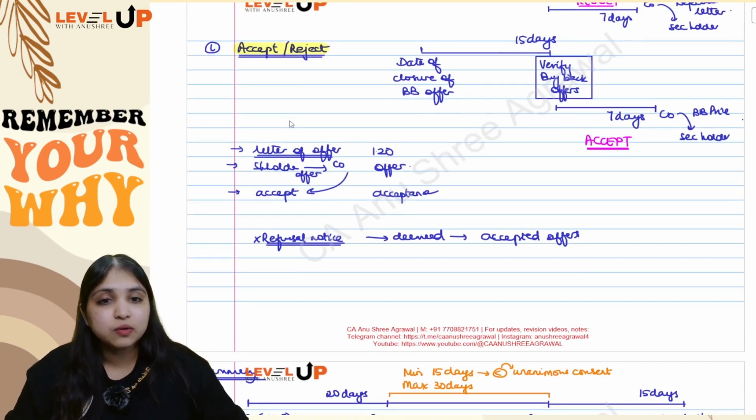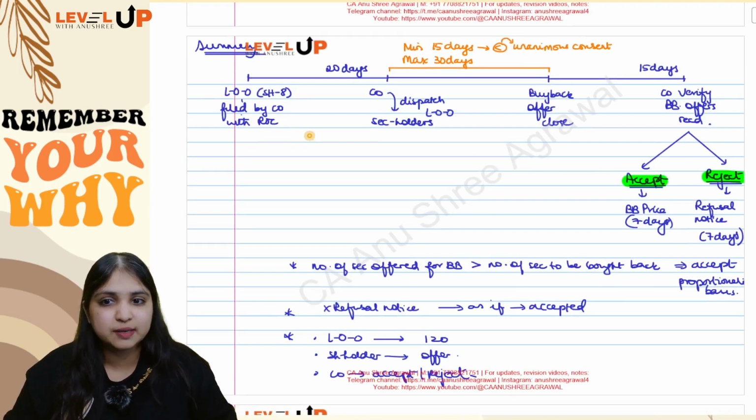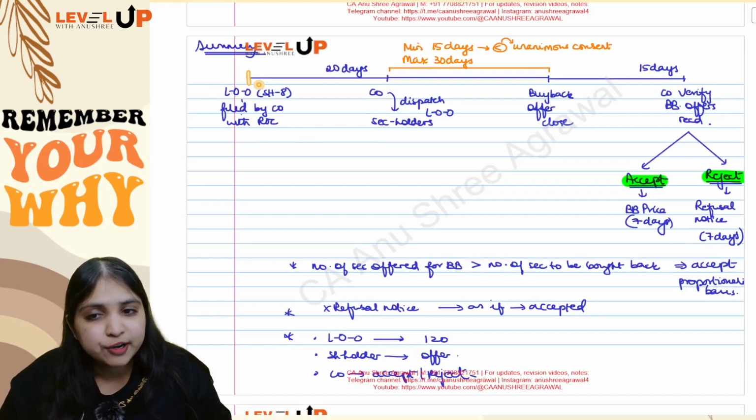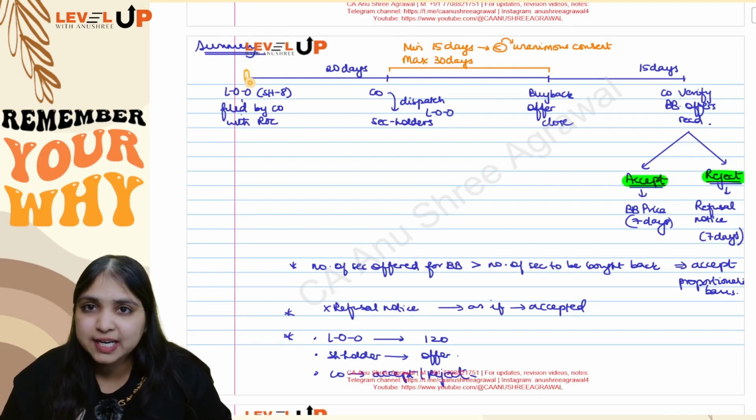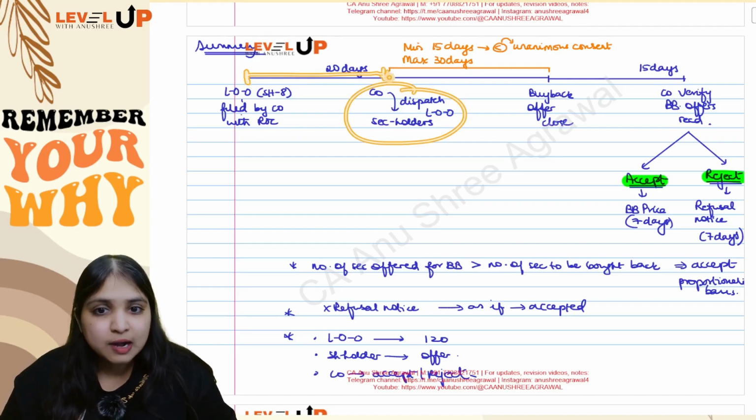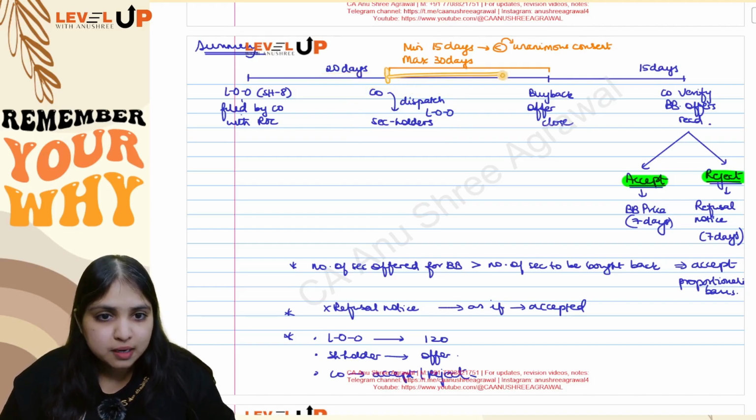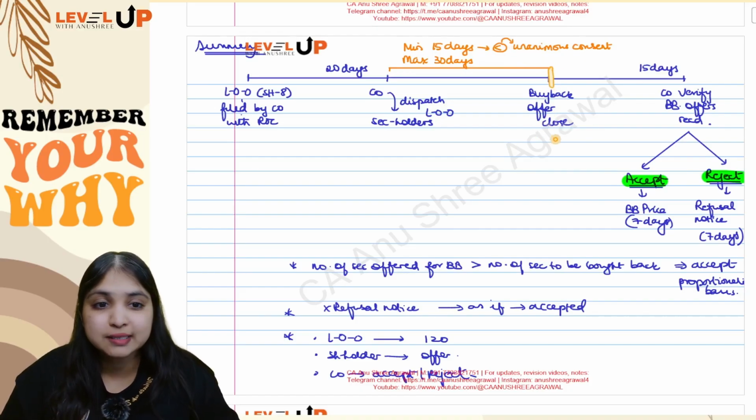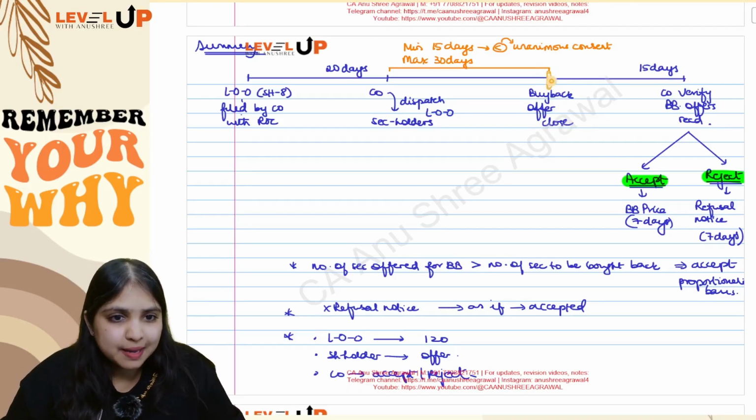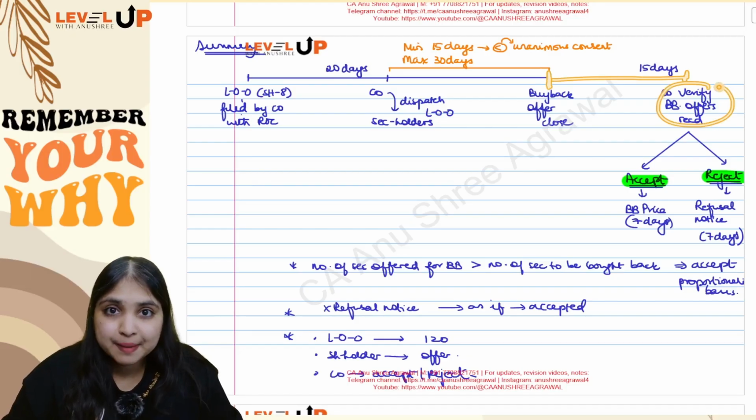Then look at this next part, guys. Once the letter of offer is filed with the ROC, within 20 days the company will dispatch it to the security holders. That is the day when the buyback offer will open, and it will stay open for a certain period. So till here you understood. Now once the buyback period closes, listen carefully, this is where the next point is. Once a buyback offer closes, within the next 15 days the company will verify the buyback offers received.